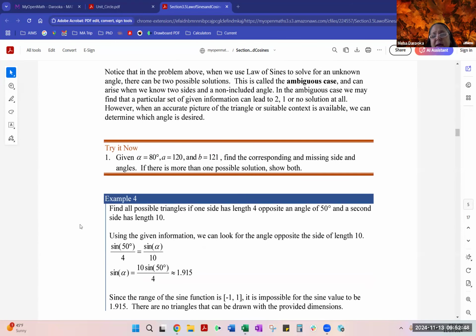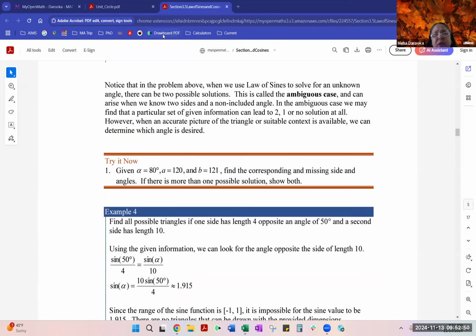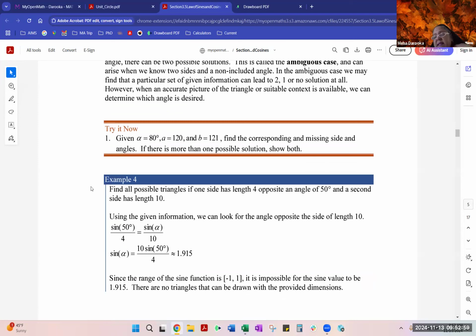So let's take a look at a couple other examples here where we may have some of the other ambiguous cases and how we would go about dealing with them. So you can see in this one, try it now, number one, we are given the angle alpha, which is 80 degrees. We are given side A, which is 120, and side B, which is 121. So of course, they're asking us to find the missing sides and angles, and to see if we come up with more than one solution. And if we do, we want to tackle both of those. So let's go ahead and take a look at how we can break this down.